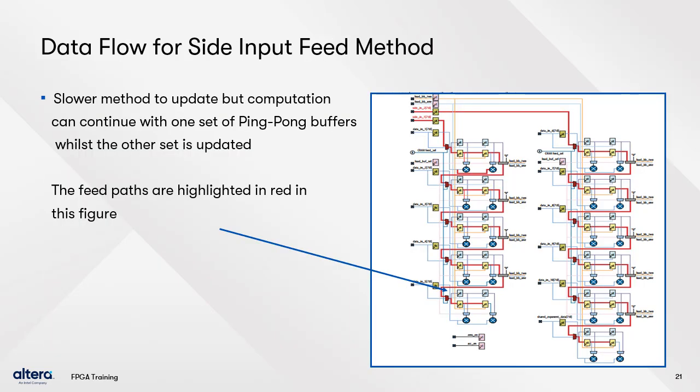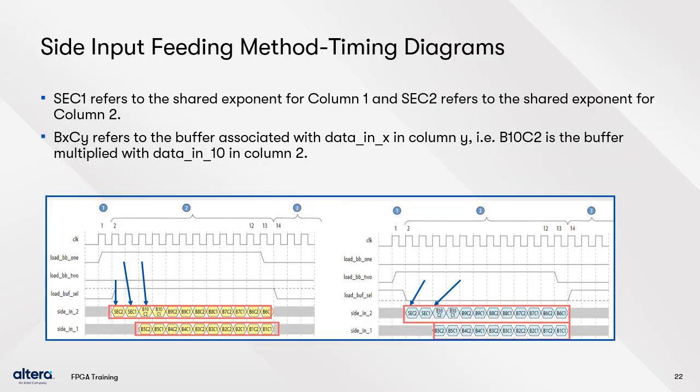The side input feed preloading method preloads the 10 8-bit weight data and 8-bit shared exponent data into the ping-pong buffers using side_in_1 and side_in_2 8-bit buses. The preloading process takes 12 cycles to complete preloading for one set of ping-pong buffers. The weight and shared exponent data are preloaded independently even if the DSP blocks are cascaded. This enables the tensor computation to continue using one set of buffers whilst the other set is being preloaded. Let us understand the timing diagram of the side input feeding method.